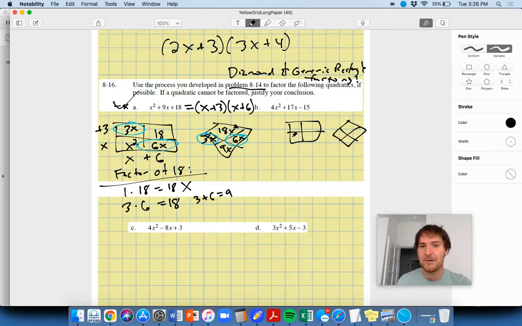All right, this one is a little bit harder, right? Because we have this 4x squared in front and this minus 15 here. So that means in the top of this diamond, and I'm doing this really small, we have negative 60x squared. This is going to have to multiply to negative 60x squared, okay?